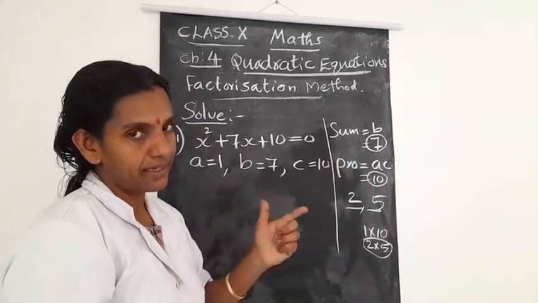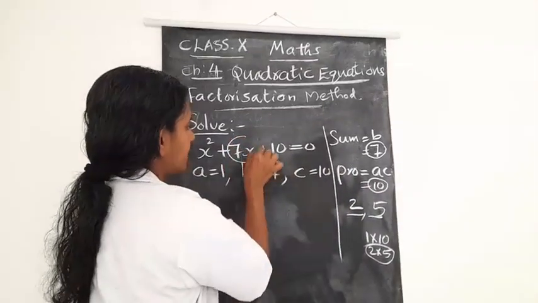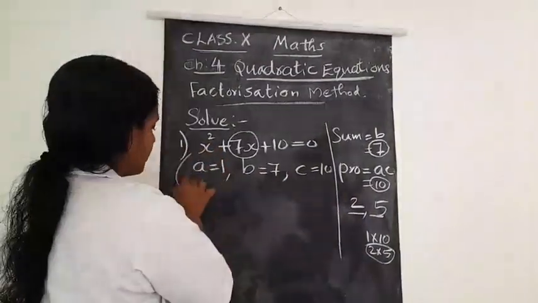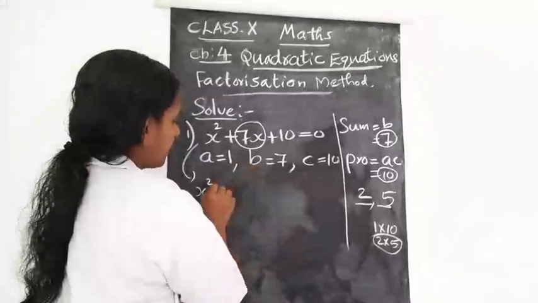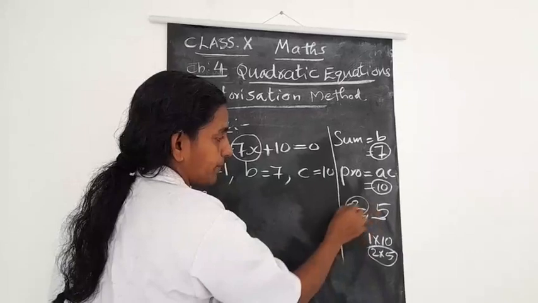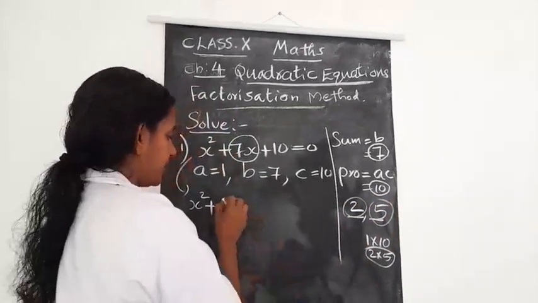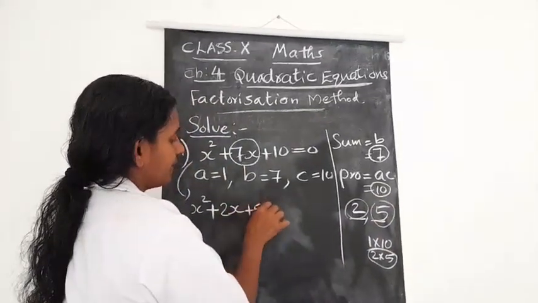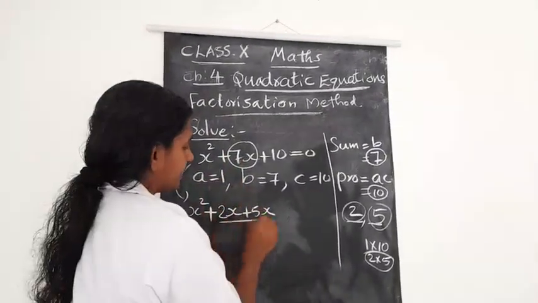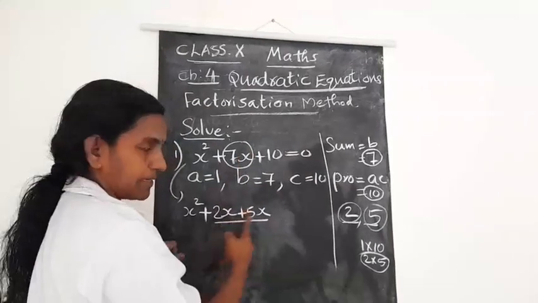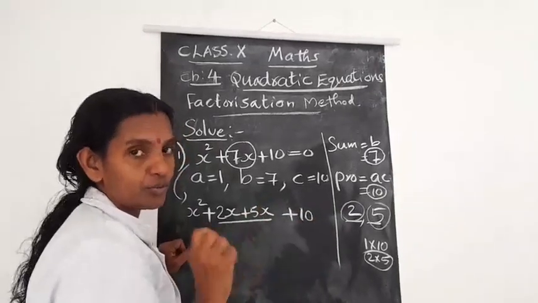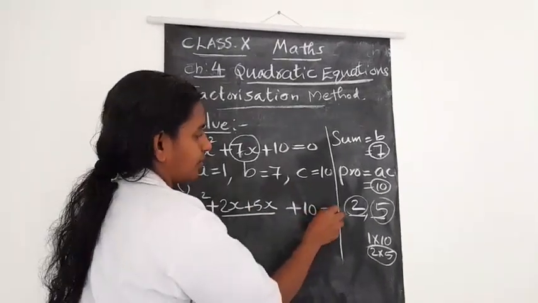Now splitting the middle term. That is, this middle term 7x we are splitting into two parts. From here we can write x square plus 7x, and we are going to split it by using these two numbers 2 and 5. That is 2x plus 5x. You know 2x plus 5x equal to 7x. Understand? So we are splitting this middle term 7x as 2x plus 5x. This method you have already studied in the polynomials chapter. Okay, so that is equal to 0.